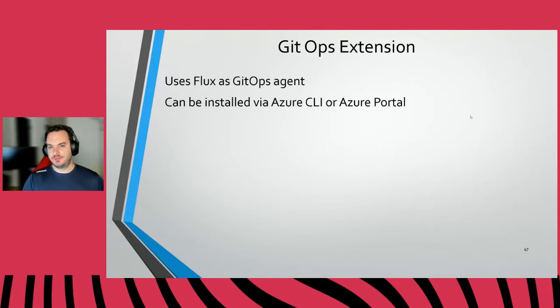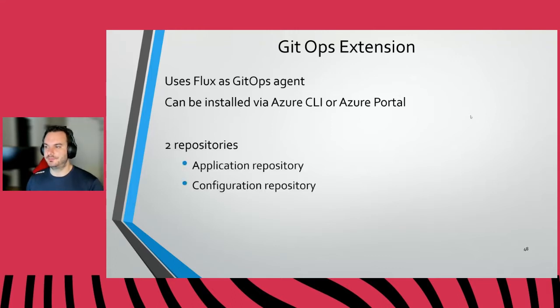So the first extension is for GitOps. This extension is using the Flux operator. That's one of two popular open source GitOps agents. The second one would be Argo CD. It can be installed via the Azure CLI or the Azure portal. I prefer the Azure CLI because it's just a single line command and it's very clear what the command does.